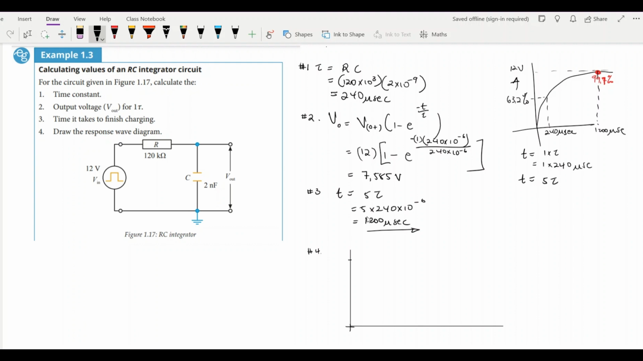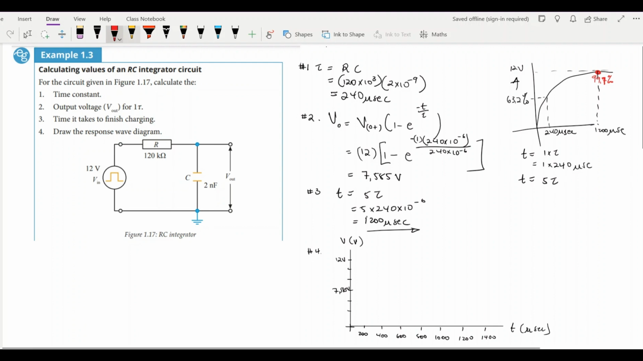So let's see here. We have 12 volts here, and around here, with the 7.585 volts there, right? 5 volts there. And then let's see here, 2, 4, 6, 8, 10, 12, 14. This would be our time in microseconds. This would be our voltage in volts, just like that.